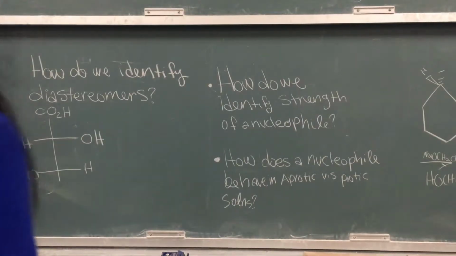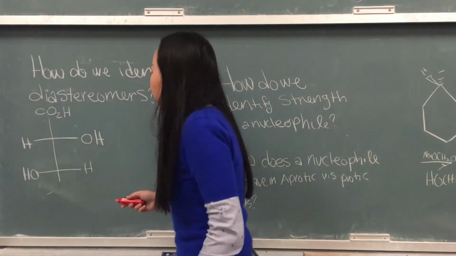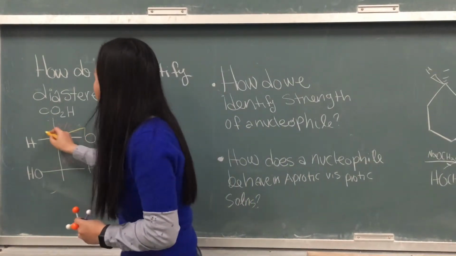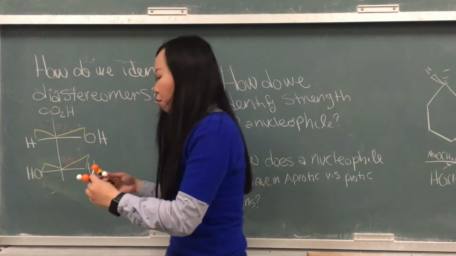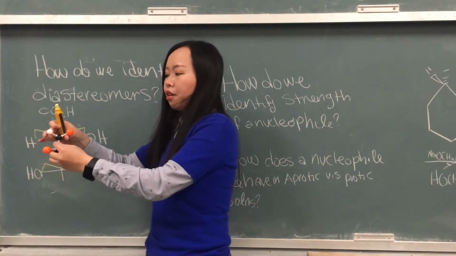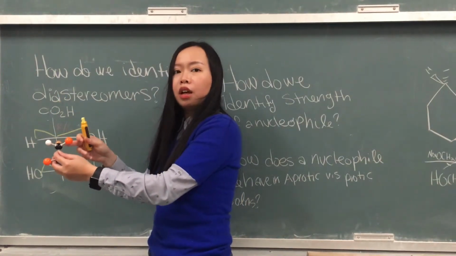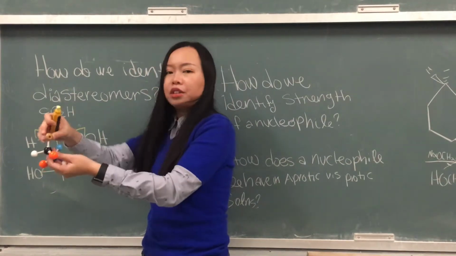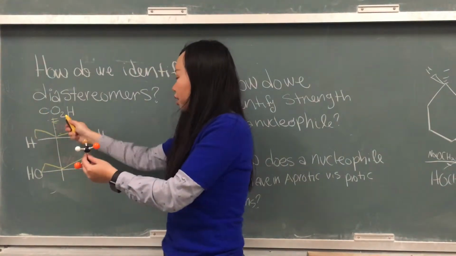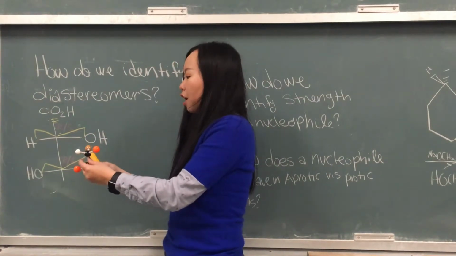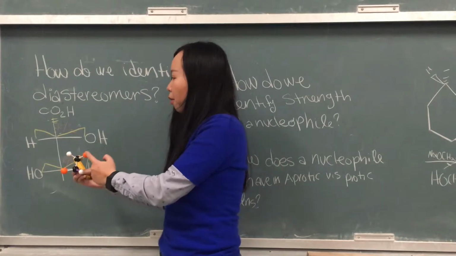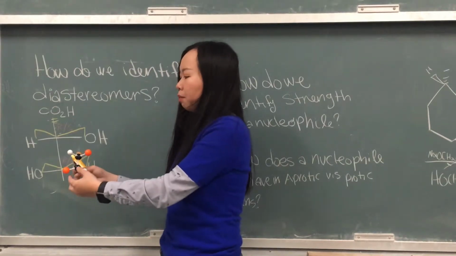Okay, how do we identify diastereomers? Did you remember that your discussion manual asked you to do this? If they're wedged up, they're pointing out, and this one is dash. CO2H is the brown one. CO2H is dash. These two are wedged up. So I make exactly the same configuration, hydroxyl group wedged on both sides.